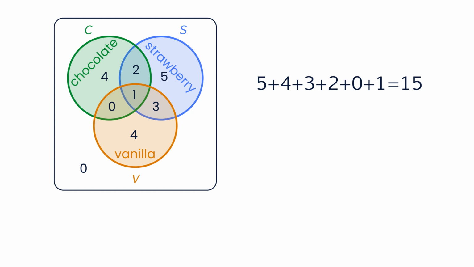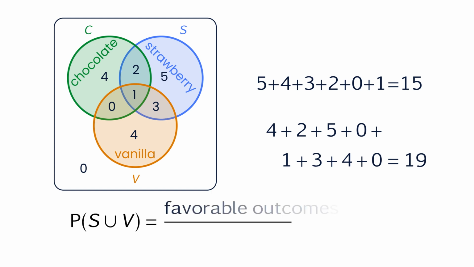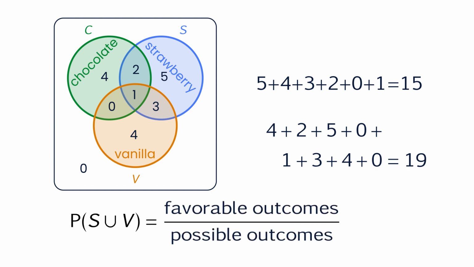And again, the number of possible outcomes is found by adding all regions in the Venn diagram together. In this case, there are 4 plus 2 plus 5 plus 0 plus 1 plus 3 plus 4 plus 0, which is 19. The probability of someone choosing either strawberry or vanilla as one of their favorite flavors, or both, is found by taking the 15 favorable outcomes over 19 possible outcomes. So it's 15/19.